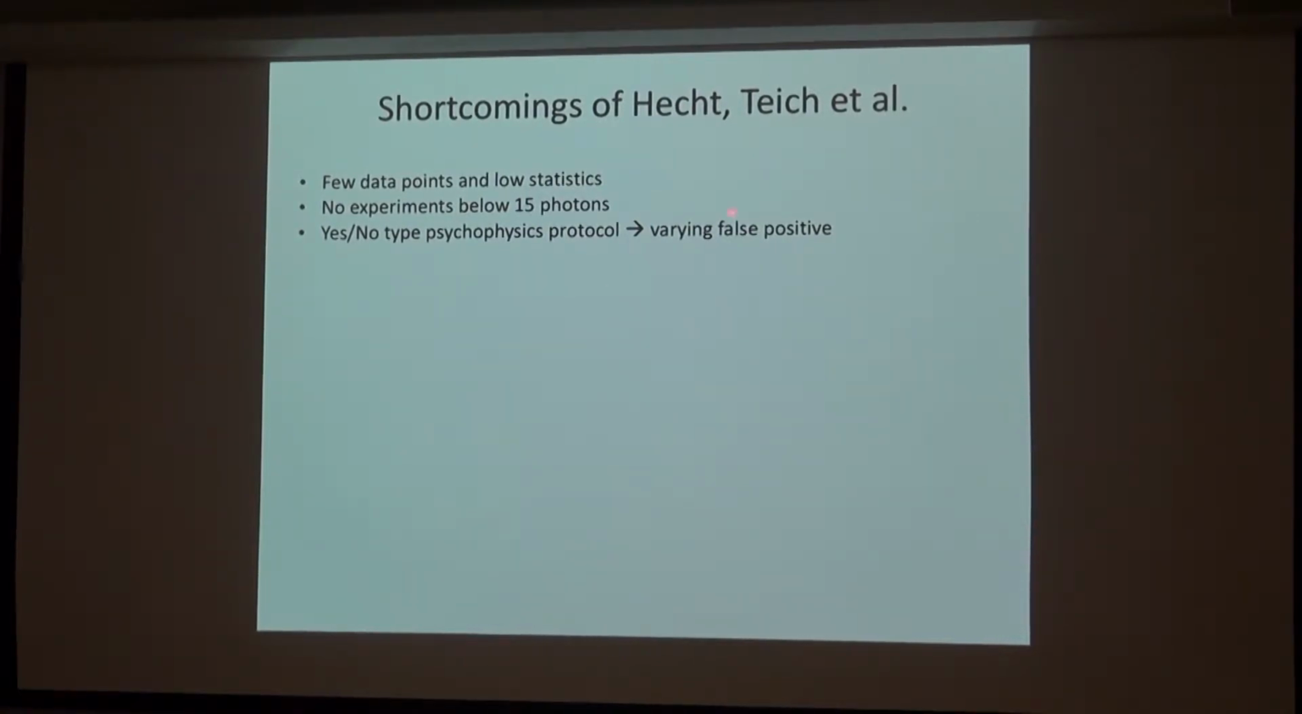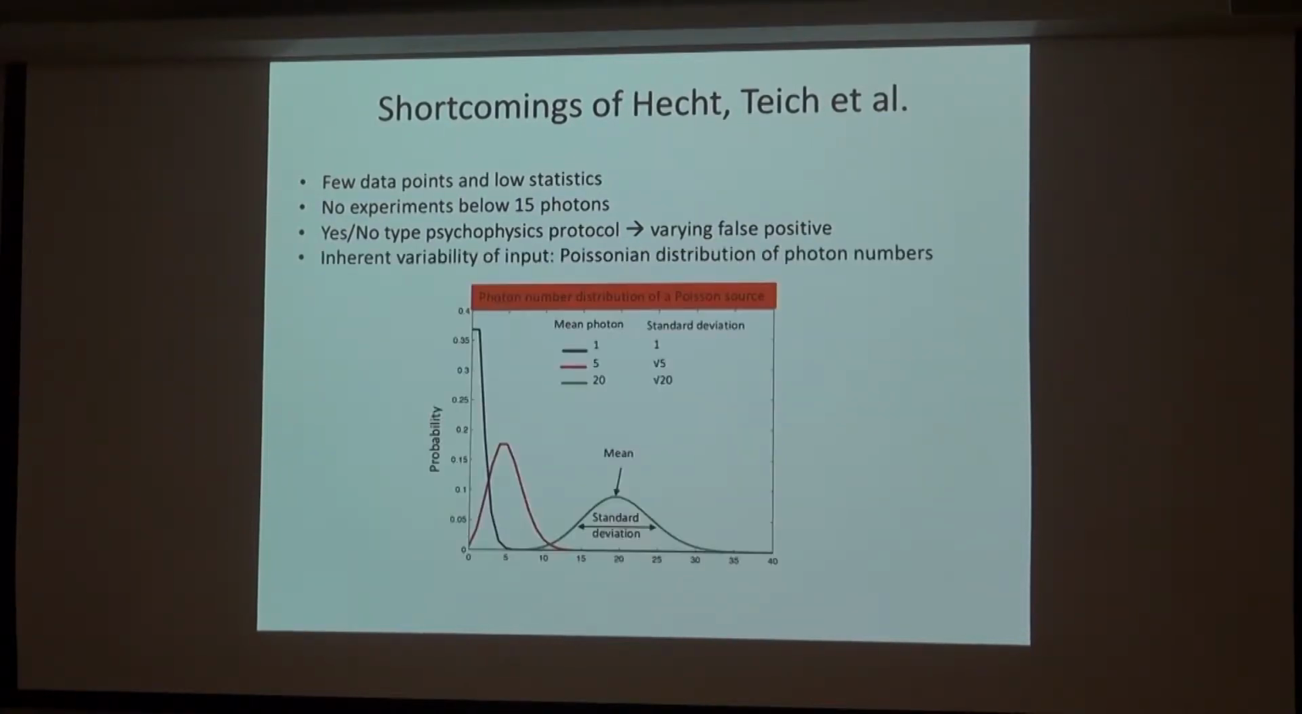And then most importantly, there's this inherent variability of the input that is related to the Poisson distribution of the photon numbers that you are very familiar with. You can control the average number of photons, but depending on the number of photons that you send into the eye, you always have the variability related to the standard deviation, to the Poisson statistics associated with it.